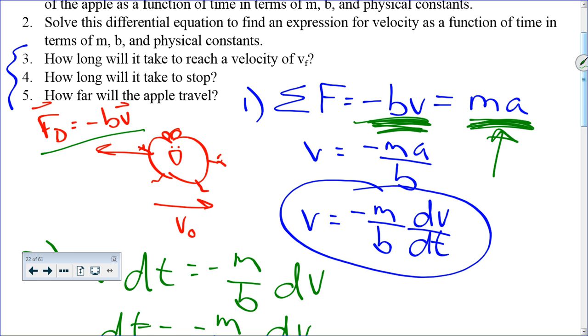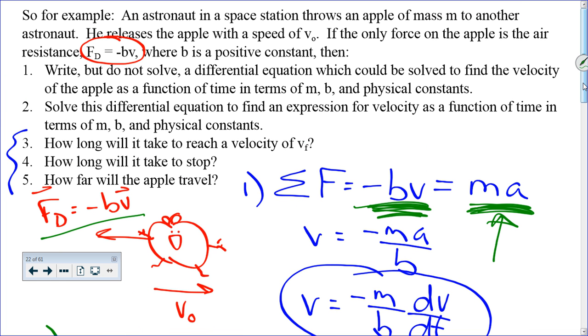What's up, Seba? Where are you getting the b? It was given to you in the original problem. You were told up here that your drag force was equal to negative b times v, where b is some constant that we don't care about. Okay, I get it. Everybody good? All right, cool.